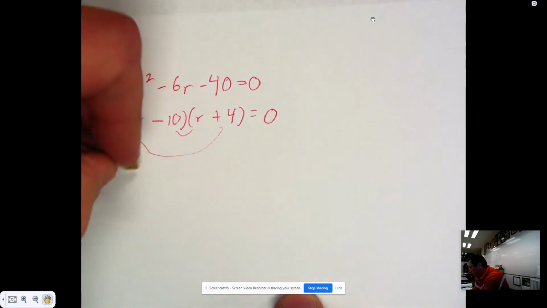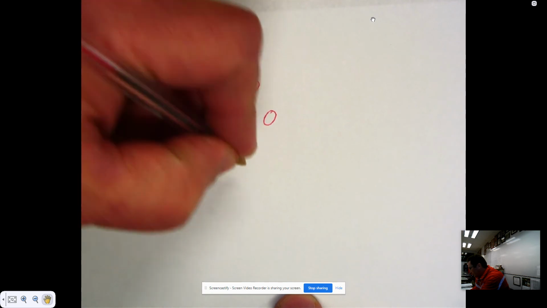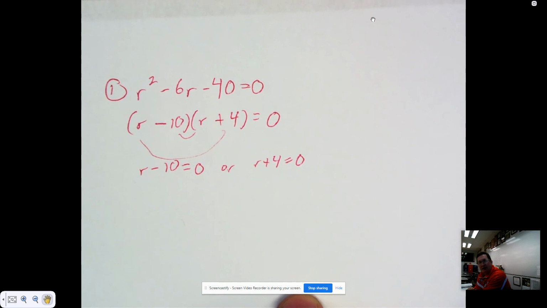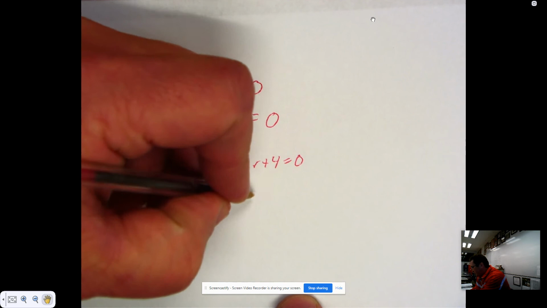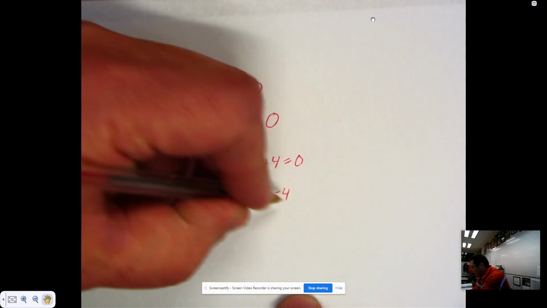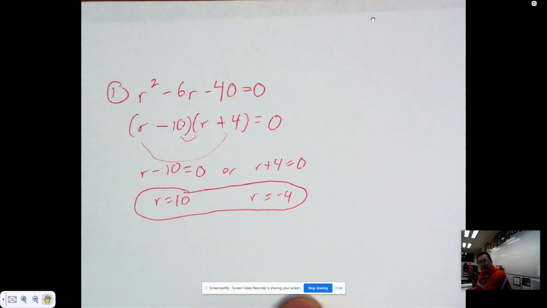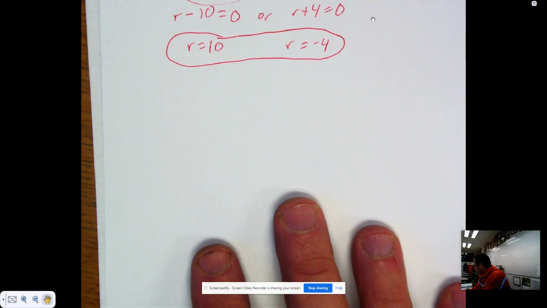Furthermore, we're not done yet, right? We say r minus 10 is 0 or r plus 4 is 0. If r minus 10 is 0, then r has to be 10. And if r plus 4 is 0, then r has to be negative 4. So the answer to that first question is r equals 10 or r equals negative 4. Let's just pick another one.